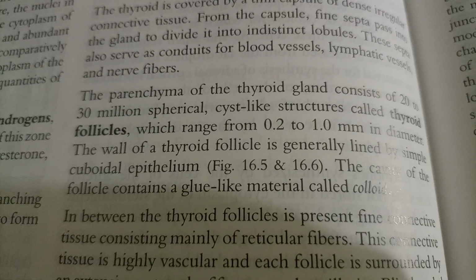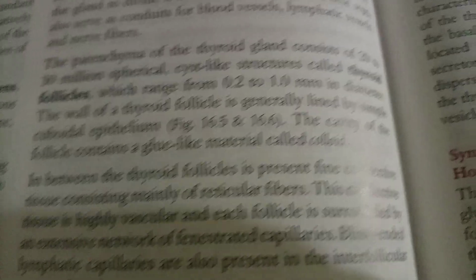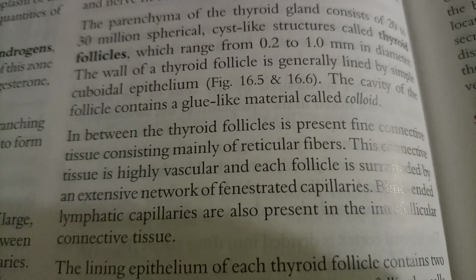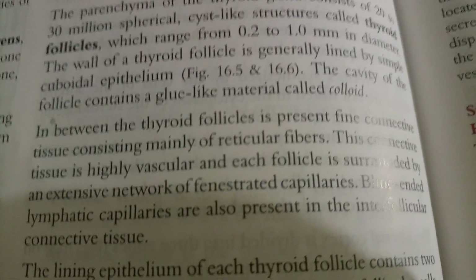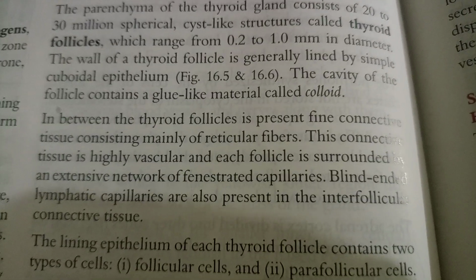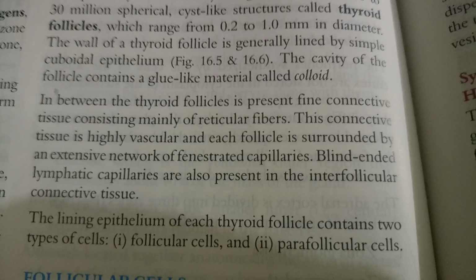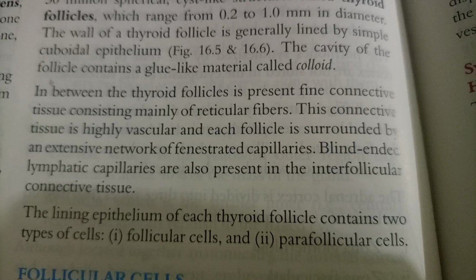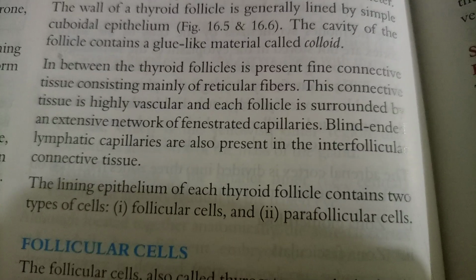The wall of the thyroid follicle is lined by a simple cuboidal epithelium. The cavity of the follicle contains a glue-like material called colloid. In between the thyroid follicles is present fine connective tissue consisting mainly of reticular fibers. This connective tissue is highly vascular, and each follicle is surrounded by an extensive network of fenestrated capillaries. Blind-ended lymphatic capillaries are also present in the interfollicular connective tissue.